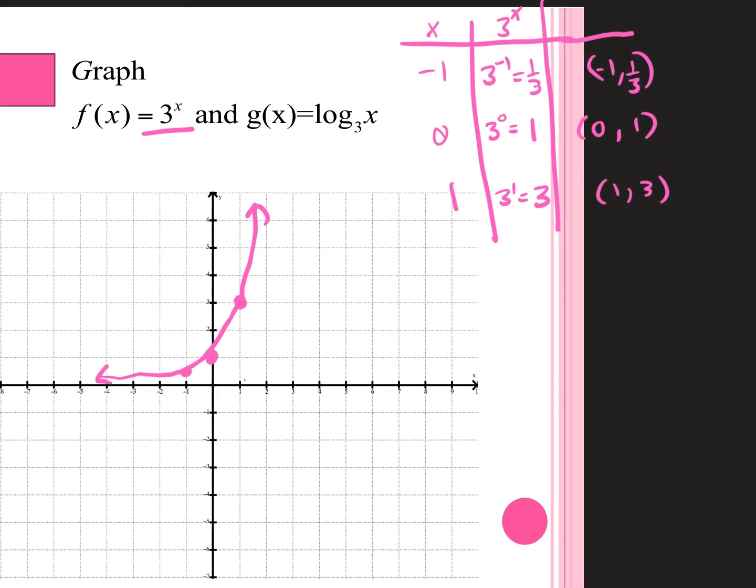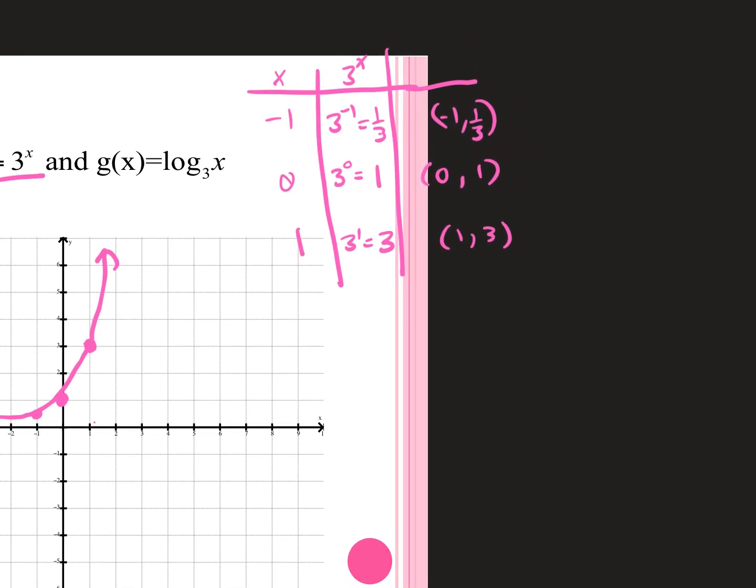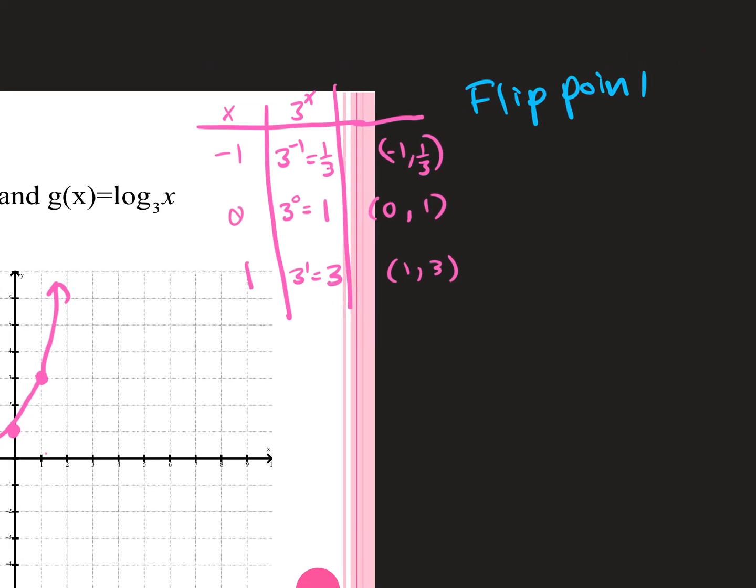With our log graph, our x's can become y's and our y's become x's. So we flip our points. So my first point on my log graph is going to be 1/3, -1. My next point is going to be 1, 0. And then my last point will be 3, 1.